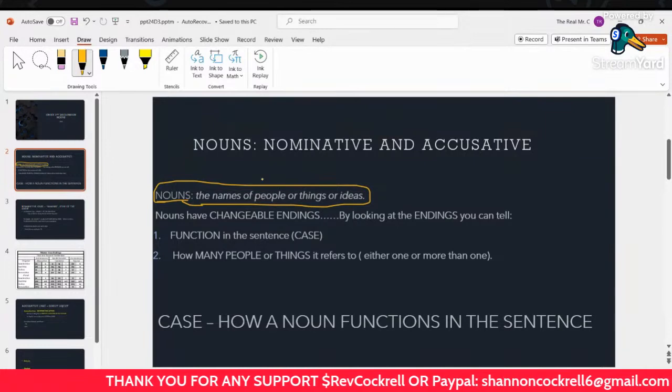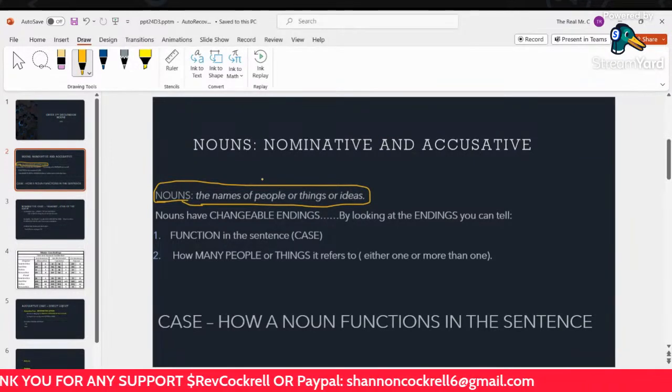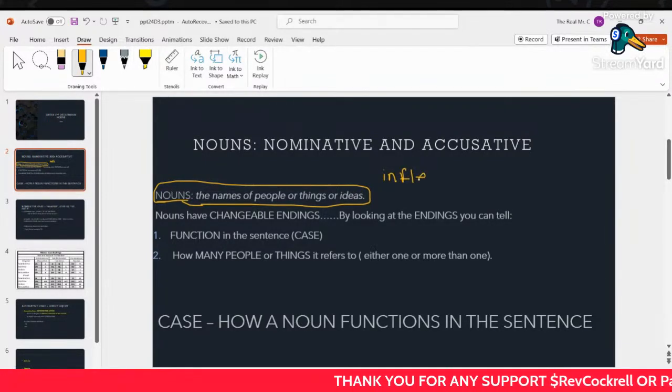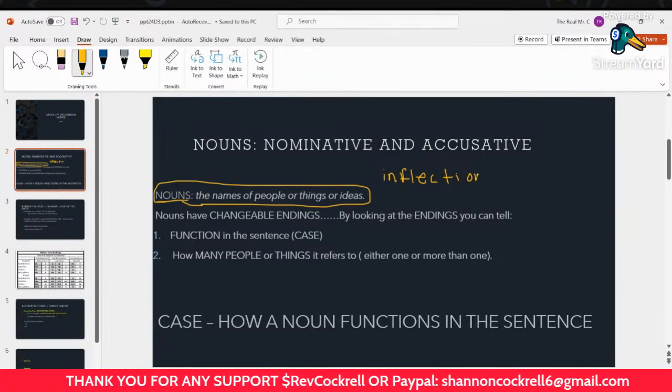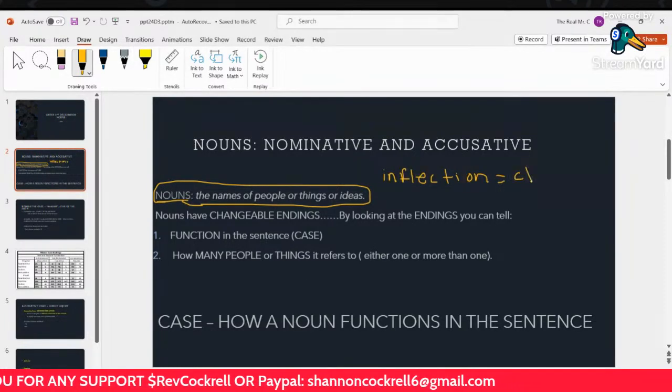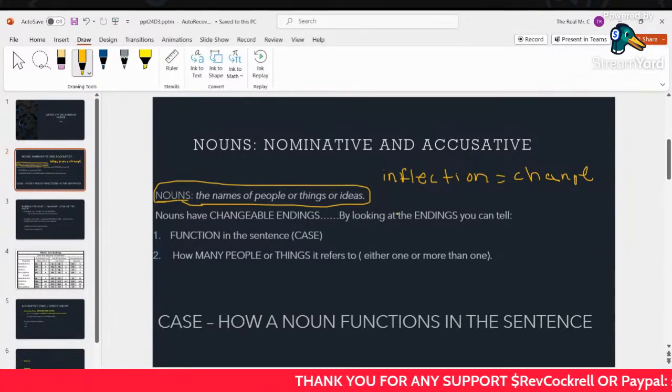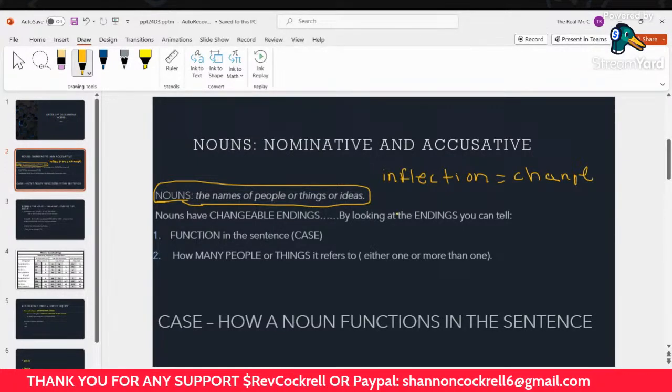So each Greek noun carries information about its meaning and its function in the context. Because remember, Greek is a very inflected language, it relies on inflection. Inflection just means change. You change the endings. So Greek nouns by nature carry more information than the English nouns.